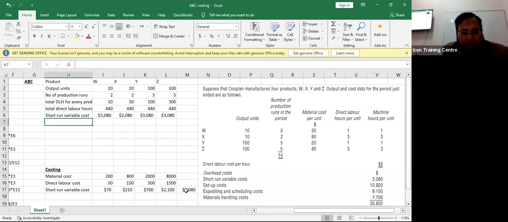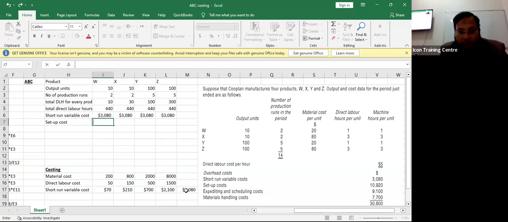Now the next cost we have is setup cost, right? Setup. No, I'll send it. Just wait for 10 minutes. Setup cost. How much is the total? Dollar 10,920, right? This is the total now.